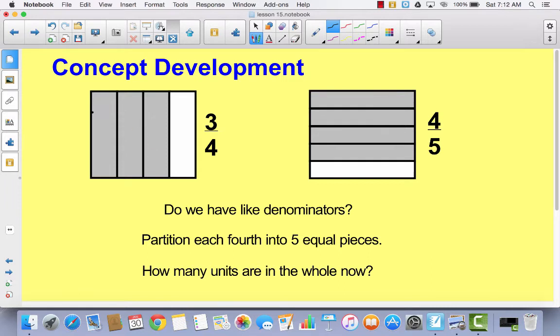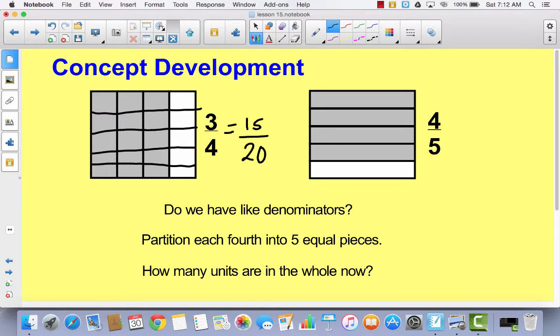So we're going to draw 4 horizontal lines. So 1, 2, 3, 4. So now, instead of having 3/4, I have 1, 2, 3, 4, 5, 6, 7, 8, 9, 10, 11, 12, 13, 14, 15 out of 5, 10, 15, 20. So now I have an equivalent fraction. 3/4 is equal to 15/20.